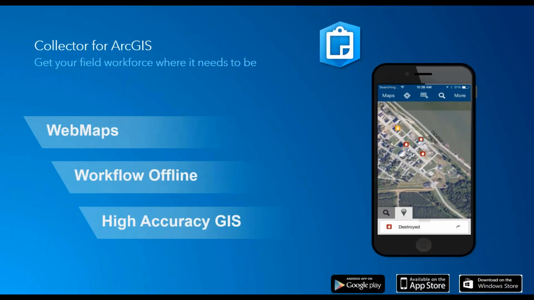Collector for ArcGIS is based on web maps. Author web maps in ArcGIS Pro or ArcGIS Online and edit them on a desktop, in a browser, or a mobile device. Collector also is integrated into the ArcGIS platform. You can capture and update points, lines, and area features using feature services, both hosted and on-premises. Collector improves accuracy of your data with support for high-accuracy GPS receivers.